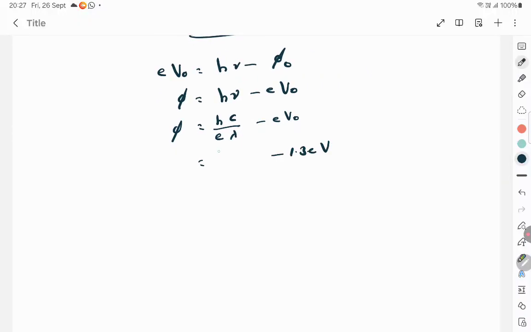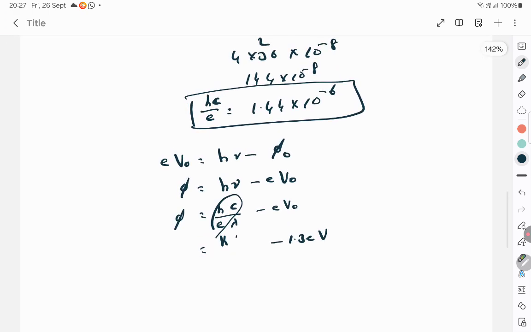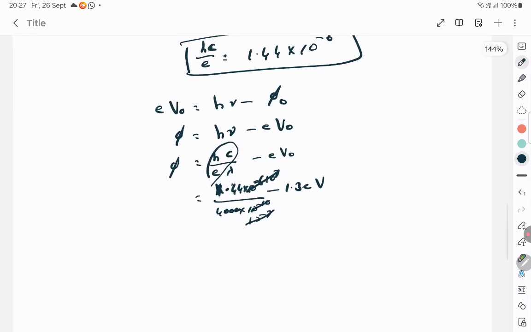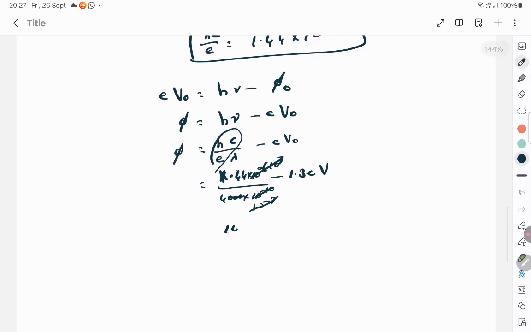1.3 electron volt and 4000 Angstrom, and in the hc by e you have to write this value, which is 1.44 into 10 to the power minus 6. That's what makes it challenging. Lambda is 4000 into 10 to the power minus 10, and this itself is 10 to the power minus 7, and when this goes up it's 10 to the power 7, and these two together make it 10. So it's 14.4 by 4 minus 1.3, and both of them are in electron volt.